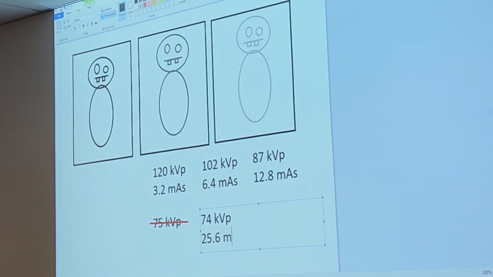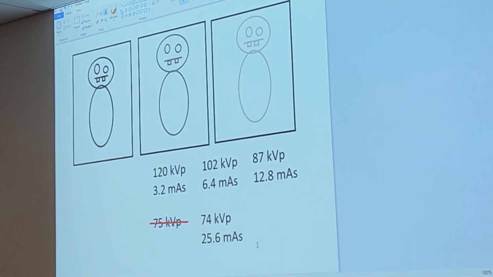Very good, 25.6 mass. And so if I wanted to keep my image looking the same, I would use 74 kVp and 25.6 mass. Does that make sense? Yeah, so all this time I was thinking mass when you're saying the weight and SS mass. But you're actually saying milliampere seconds as mass. Yes, I'm sorry. If that was confusing, I apologize. But yes, we're talking about milliampere seconds as mass.